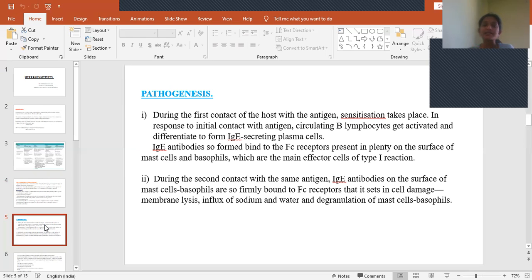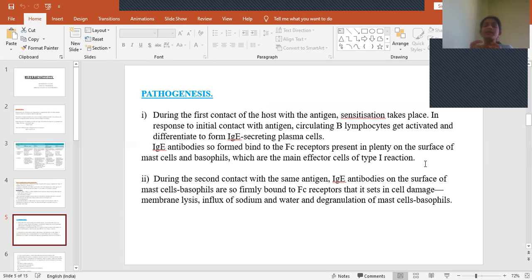What is Fc receptor? As I said, it will be helpful in the binding of antigen to the B cells. Fc receptor is like a strand-like thing which helps in binding. So these IgE antibodies which are formed will bind to these Fc receptors which are present on the surface of mast cells and basophils. So, which are the main effector cells of type 1 reaction? Mast cells and basophils are the main cells of the immune reaction in type 1 reaction.